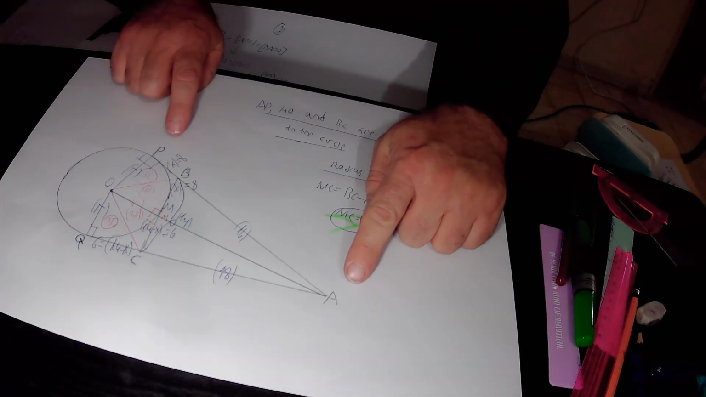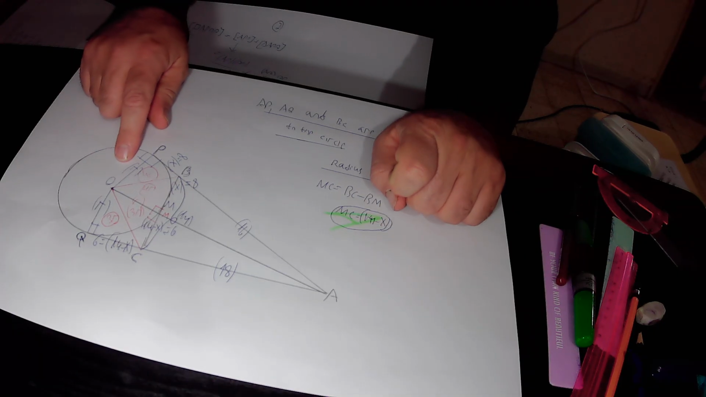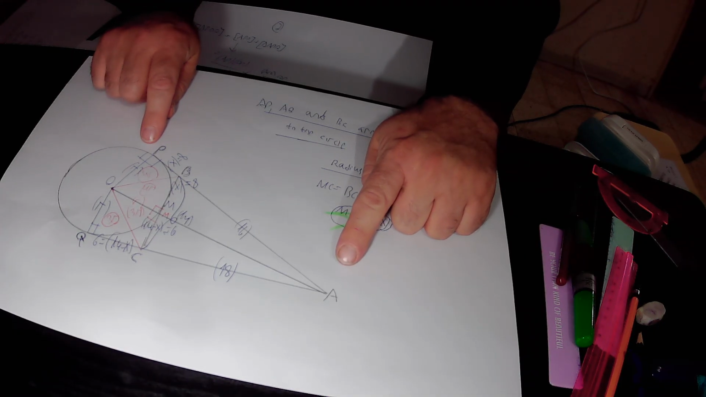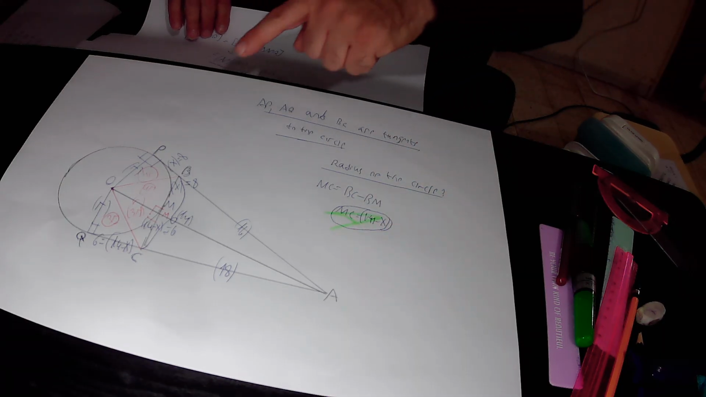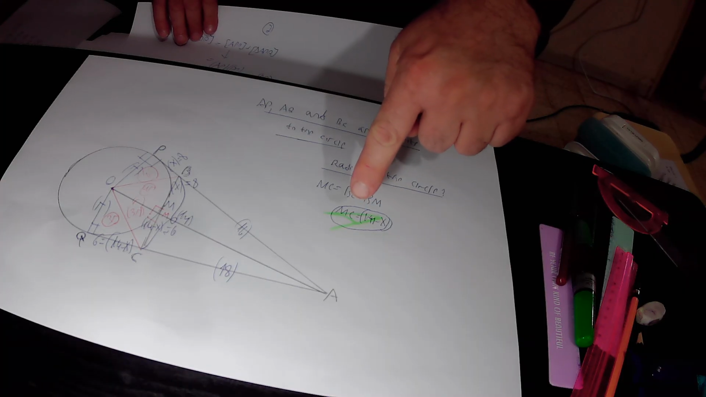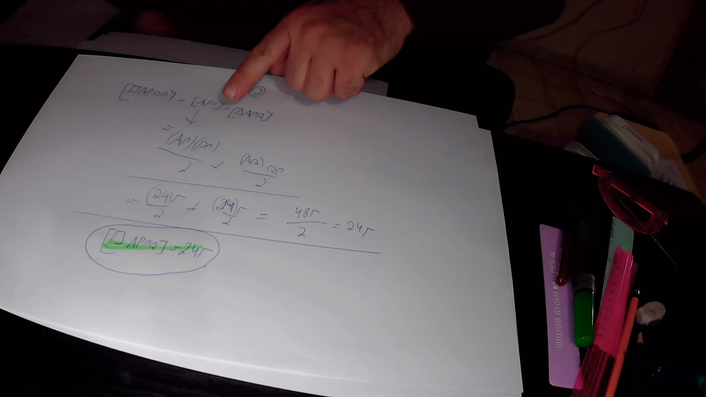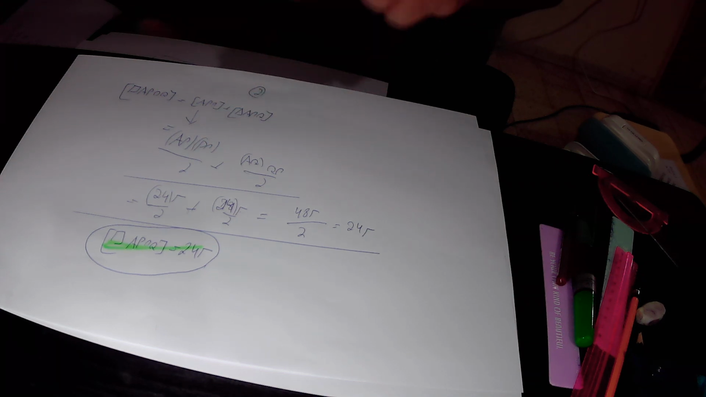AP equals 16 plus 8, that is 24, times PO. PO is R, so in total AP times PO is 24 times R over 2. So in total the area of this upper right triangle OPA equals 24R over 2.